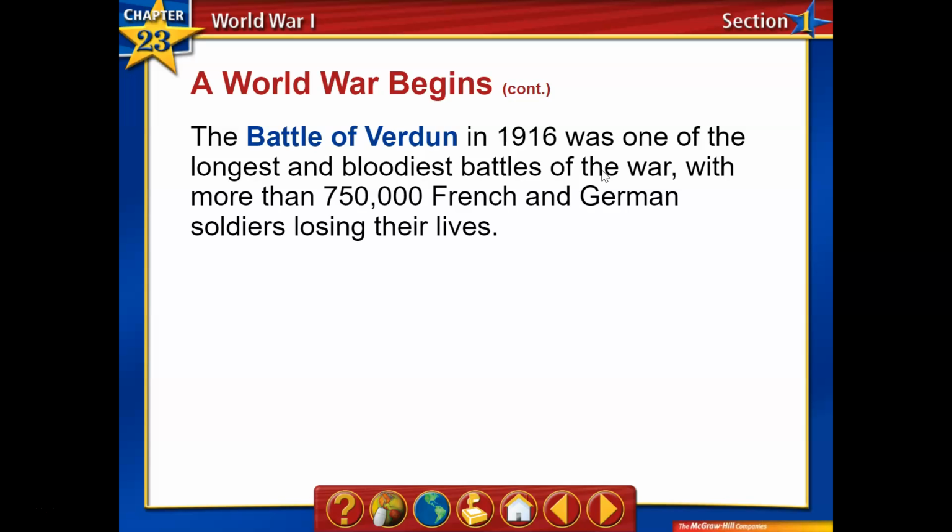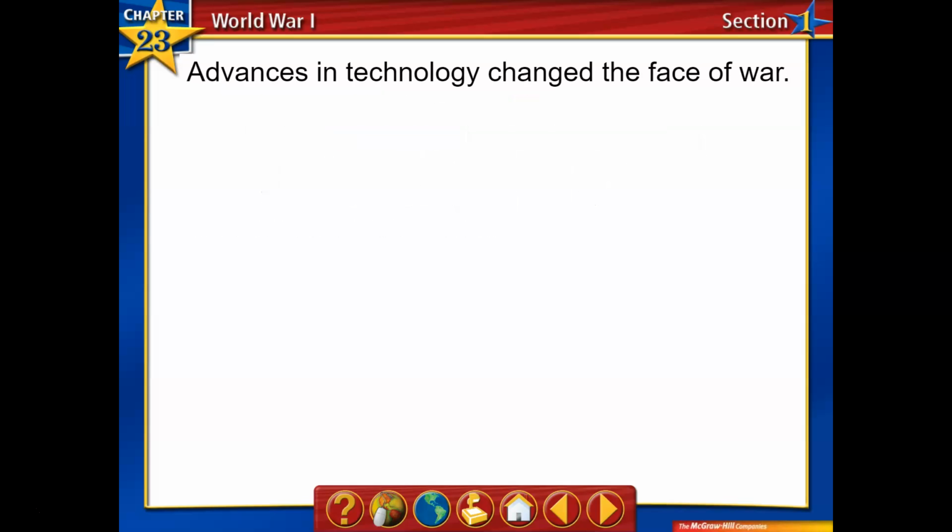1916, there's a very important battle. It's called the Battle of Verdun. And it's probably one of the longest and bloodiest battles of the war. In that time period, more than 750,000 French and German soldiers end up losing their life. It's actually one of the most costly battles in world history, and ends up, again, playing a really important role in demonstrating the devastation of this war. We'll get more into that in a little bit.